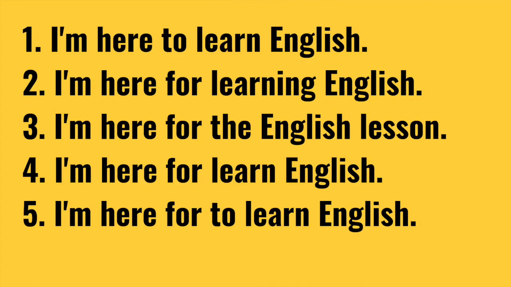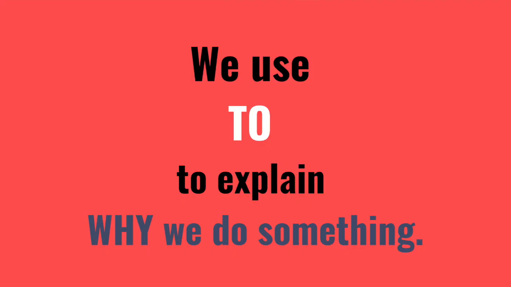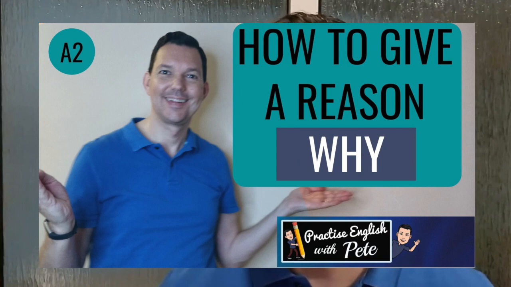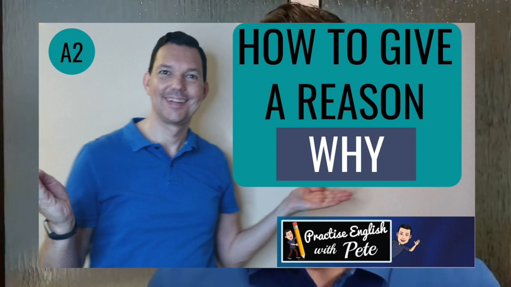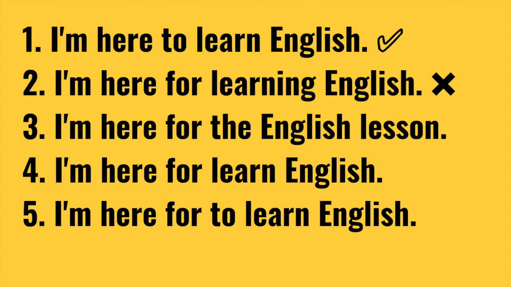Okay, let's have a look. The first one is correct. We use to explain why we do something. If you got that wrong, check out this video. The second one is wrong. We don't use for and the ing form to express why. What about number 3? It's correct. We can use for and a noun to express a reason why.